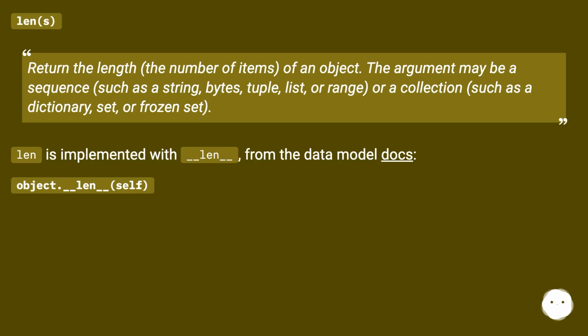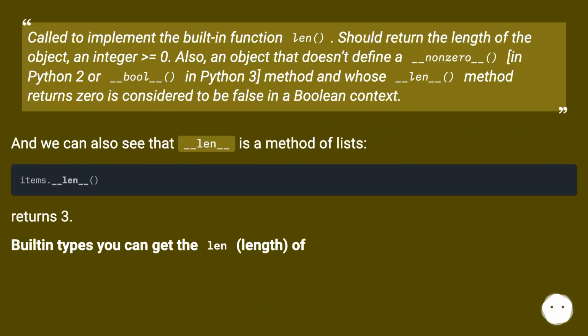From the data model docs: object.__len__(self). Called to implement the built-in function len. Should return the length of the object, an integer >= 0. Also, an object that doesn't define a __nonzero__ method in Python 2, or __bool__ in Python 3, and whose __len__ method returns 0 is considered to be false in a Boolean context. And we can also see that __len__ is a method of lists.